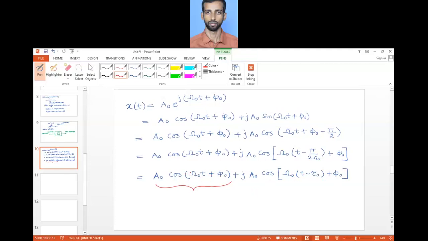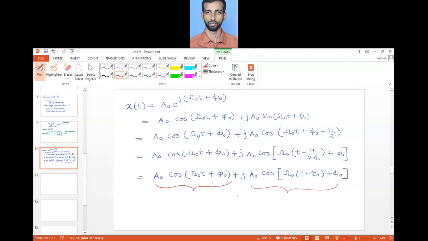And if you know the response due to that, you'll also be able to find out the response due to this, j times a naught times cos omega naught t into omega naught t minus tau naught plus phi naught, by virtue of the time invariance property. And if you know the response due to this and the response due to this, then ultimately you'll be able to know the response due to the combined signal.